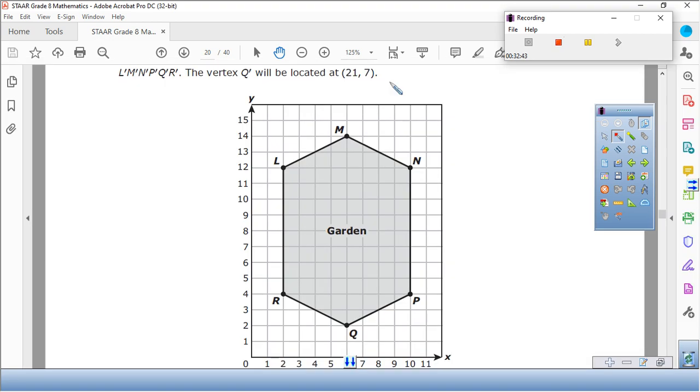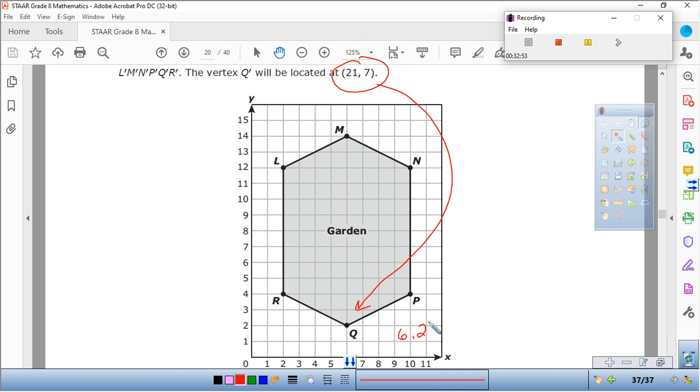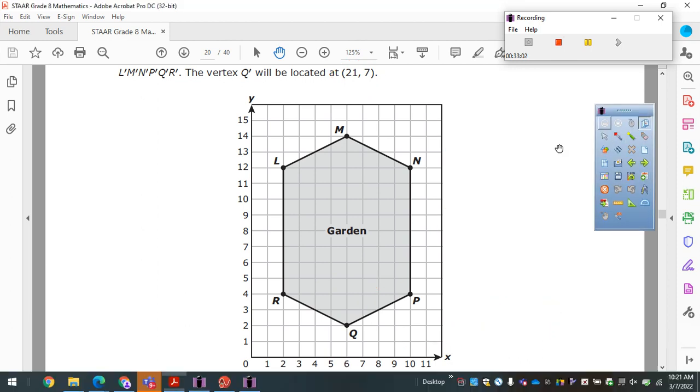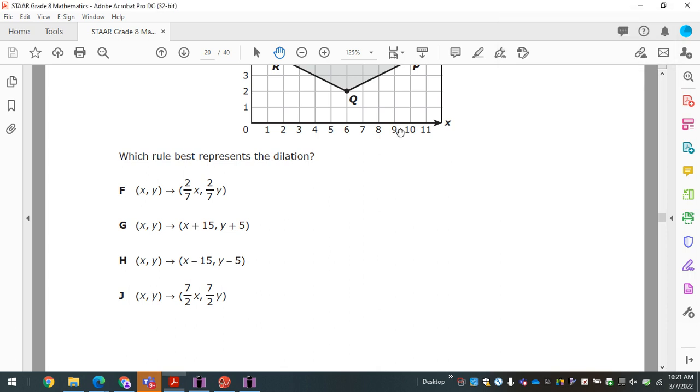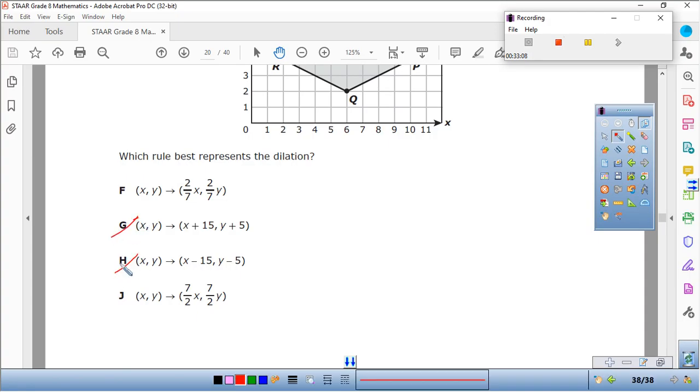If you get this one wrong, it's ridiculous. Look at that one. What's this coordinate? The coordinate is 6, 2. It wants to grow to become 21, 7. Okay, did it get bigger or smaller, guys? Bigger. It's like there's no thinking. We know these two are out. It can't be this one that gets smaller. J. Dilation.